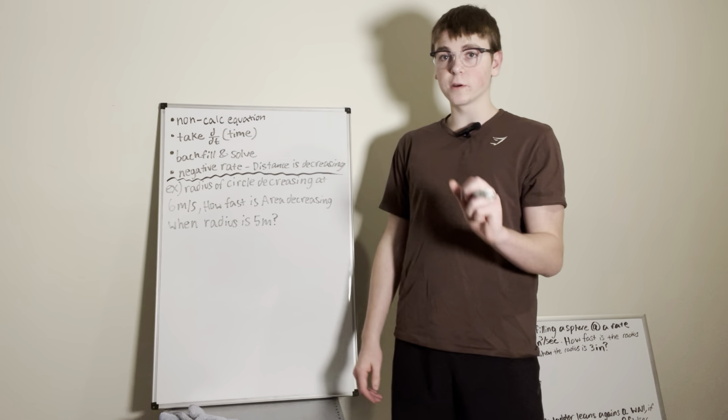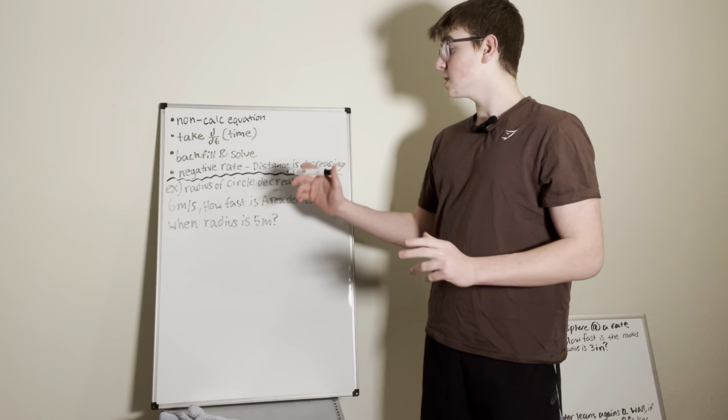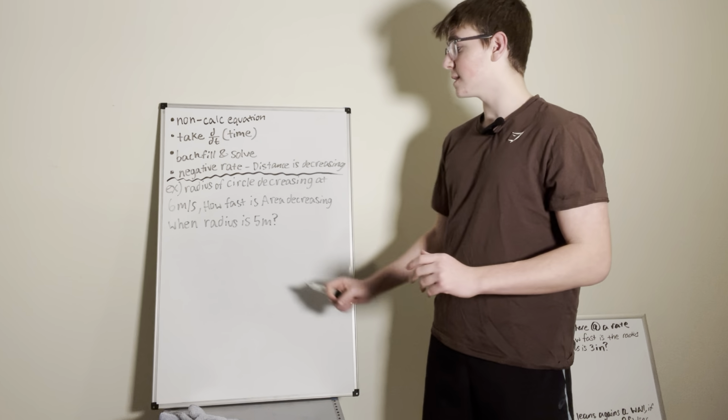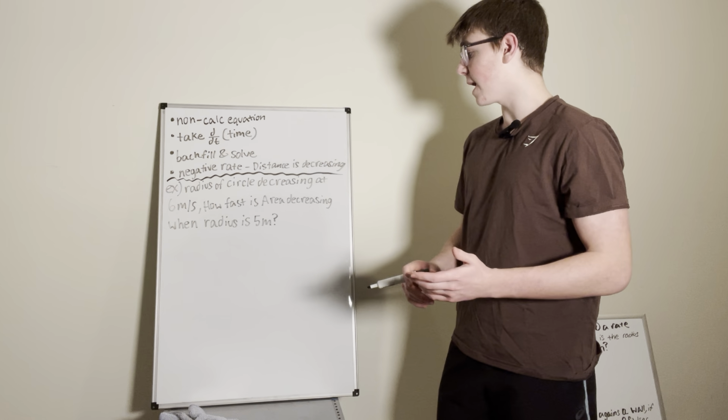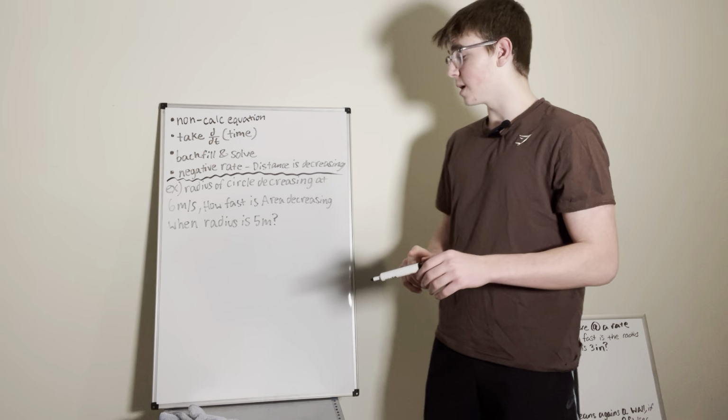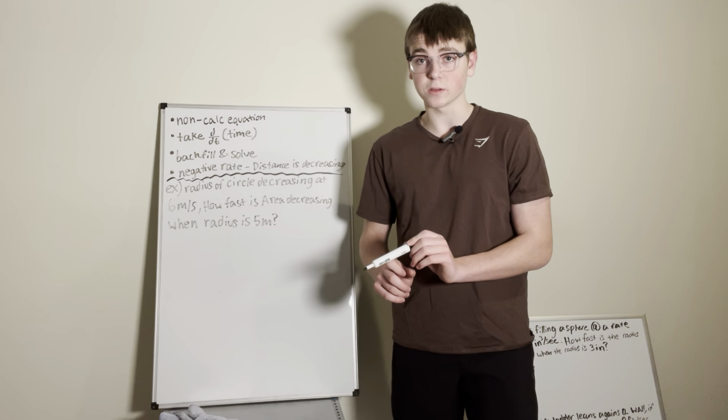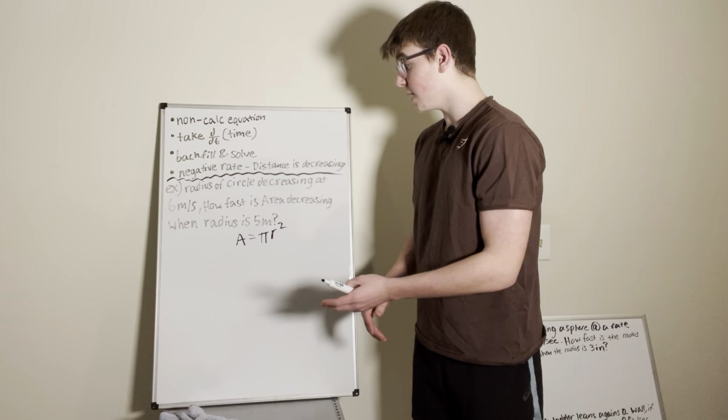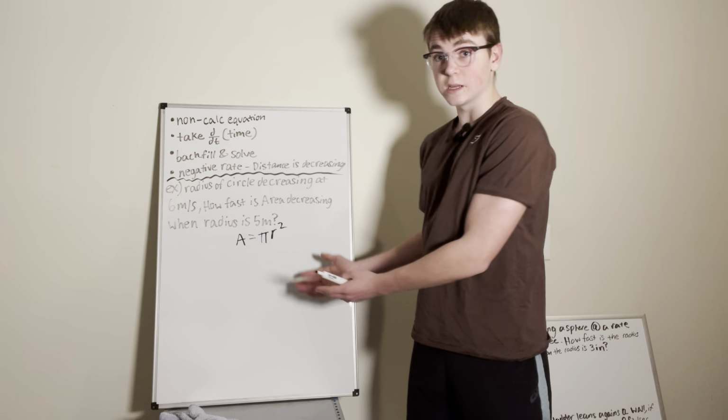Okay, so our first example: the radius of a circle is decreasing at 6 meters a second. How fast is the area decreasing when the radius is 5 meters? Well, we know with a circle, our formula for area is pi r squared, because we were given radius, so we need radius in this equation, and we need area, and we have area in this equation. So since we were just given area and radius, it is the perfect equation.